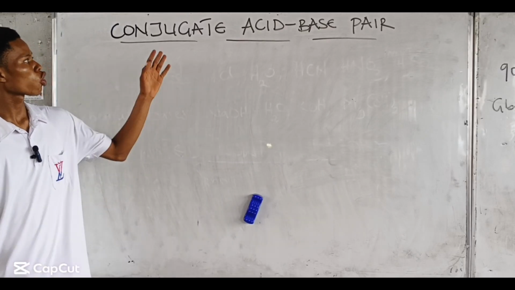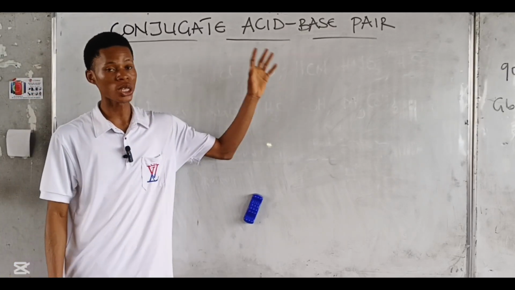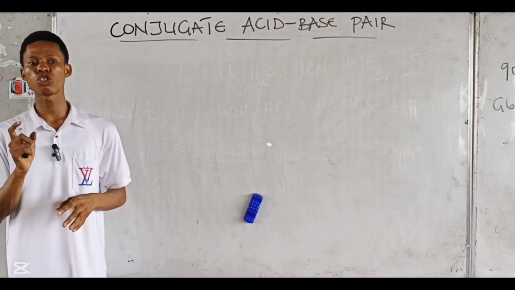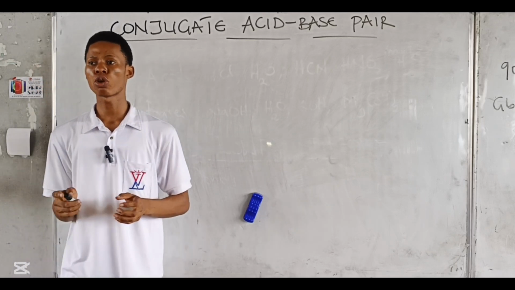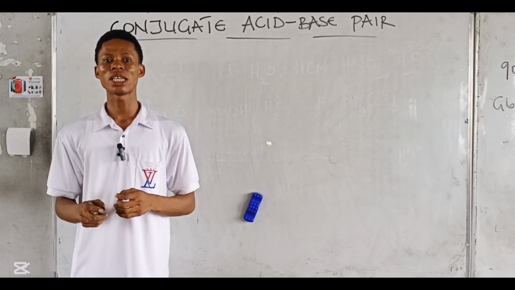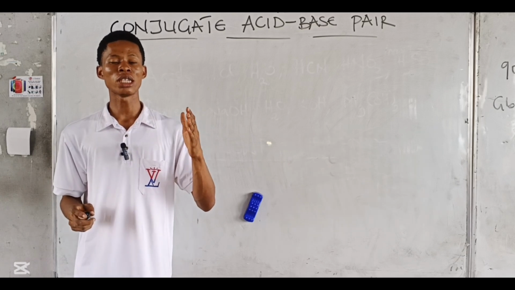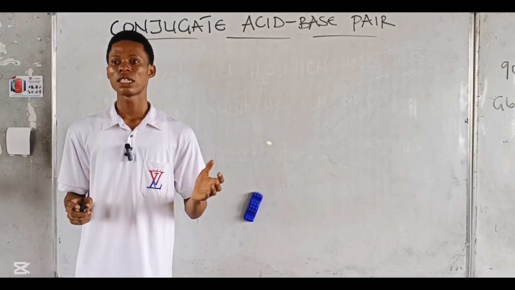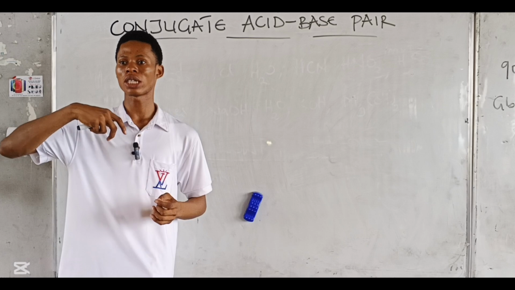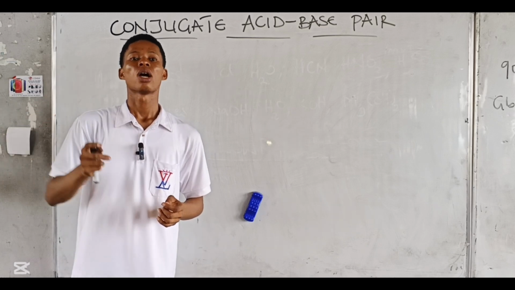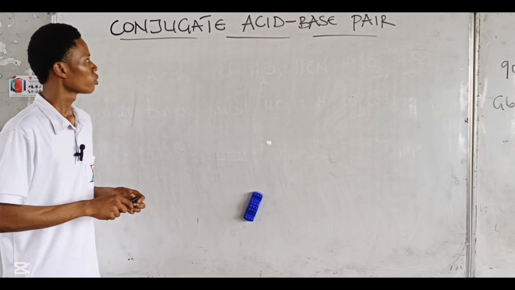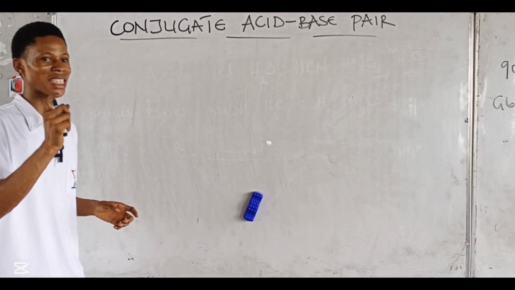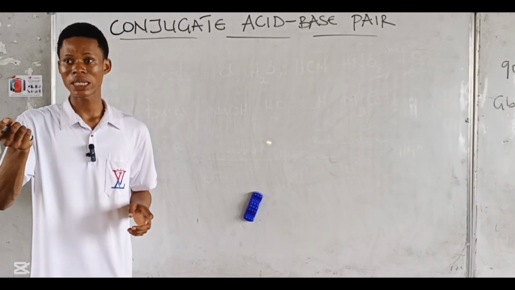Now let's look at conjugate acid-base pairs. According to Bronsted-Lowry, we've seen that an acid is any substance that donates a proton, while a base is any substance that accepts a proton.